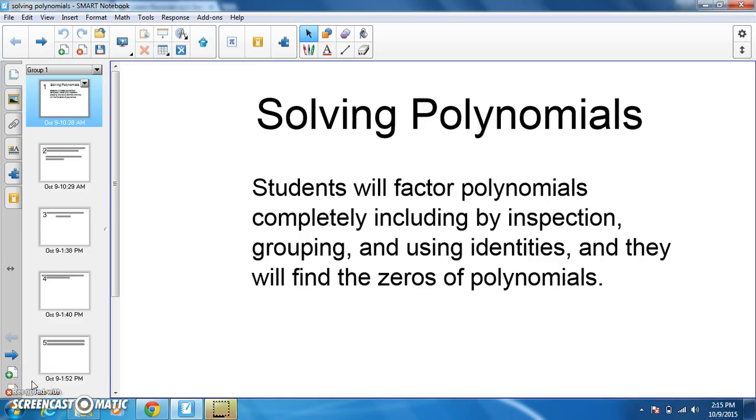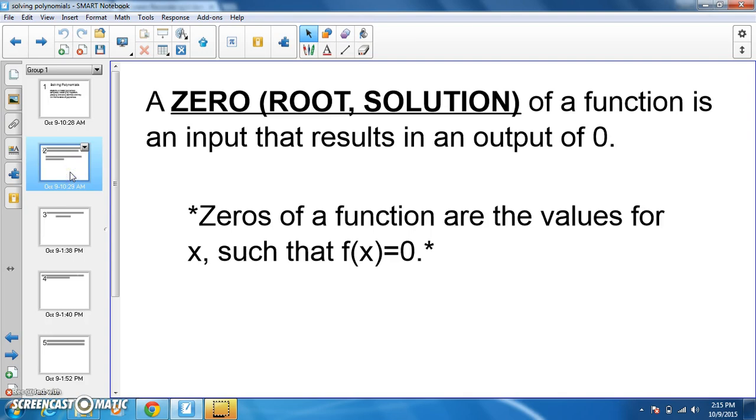Hello! Today we are going to solve polynomials. So we're going to be able to factor polynomials, which we've been working on, and then find the zero of a polynomial. So the first thing we need to figure out is what is a zero?